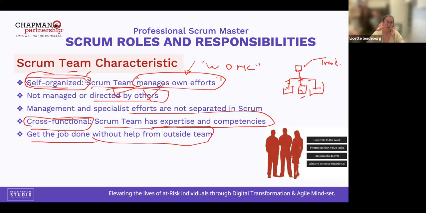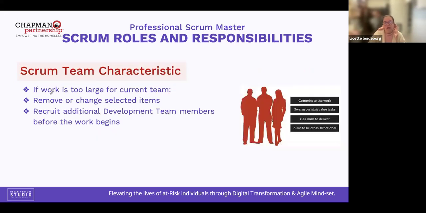Self-organized, we make our own decisions. Cross-functional is that we have all the skills we need. So we are independent, kind of independency, yes. So Scrum team characteristics.